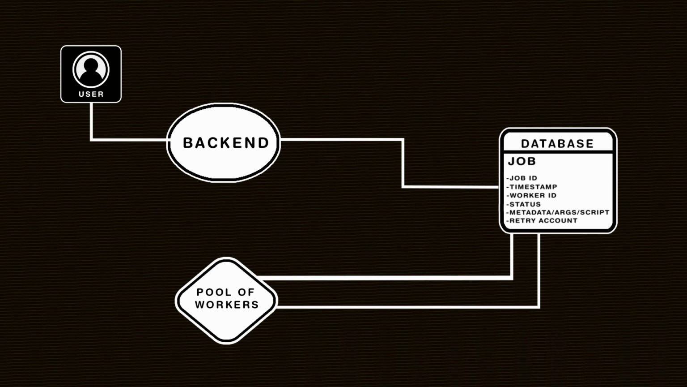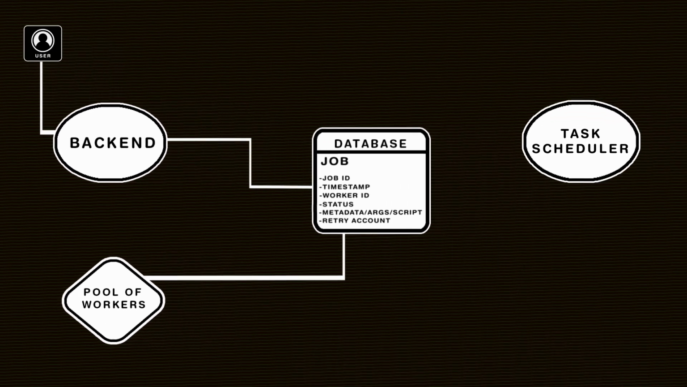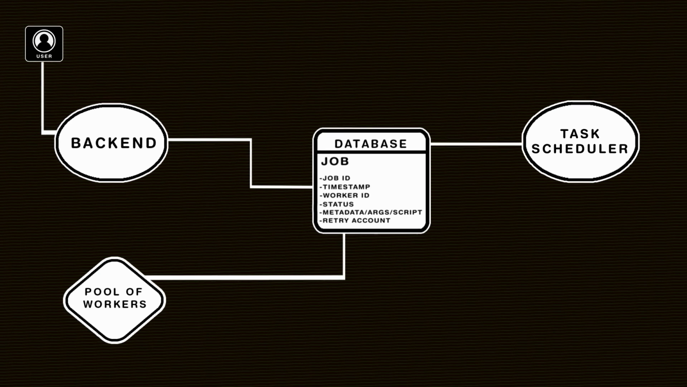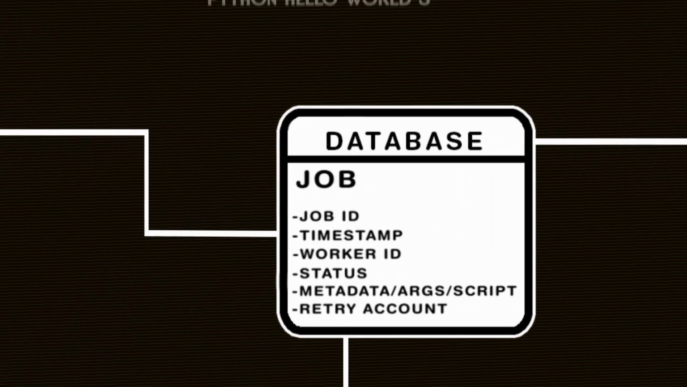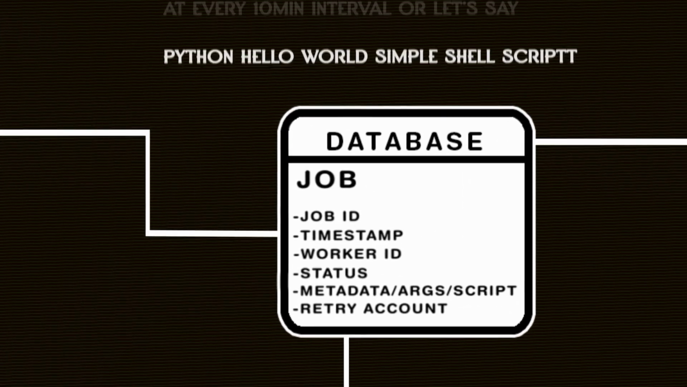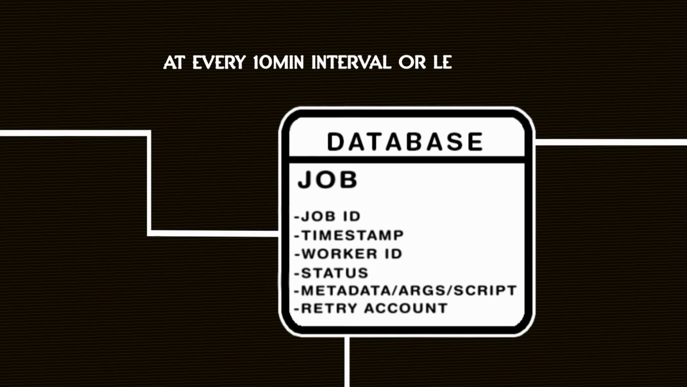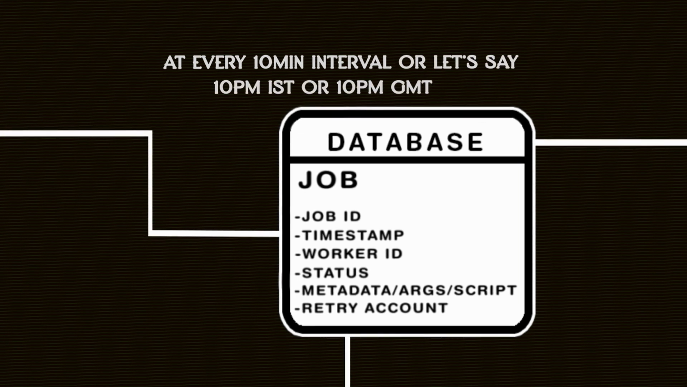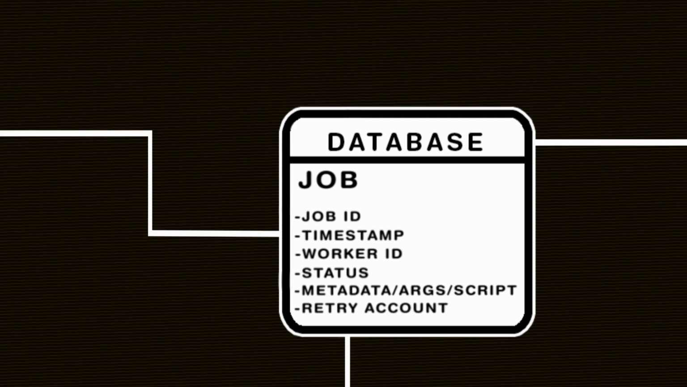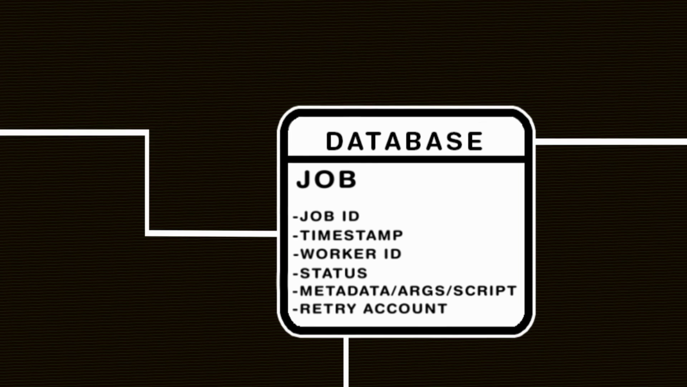Well, we can have a service called task scheduler service, and the sole purpose of the service is to poll the database at different intervals and then enqueue the task inside a queue. For example, if we have a task of running a simple shell script like Python hello world at every 10-minute interval, or let's say 10 p.m. IST or 10 p.m. GMT, whatever, then the task scheduler will poll the database, see that this task needs to be run at some point of time, and it will just enqueue it inside the task queue.